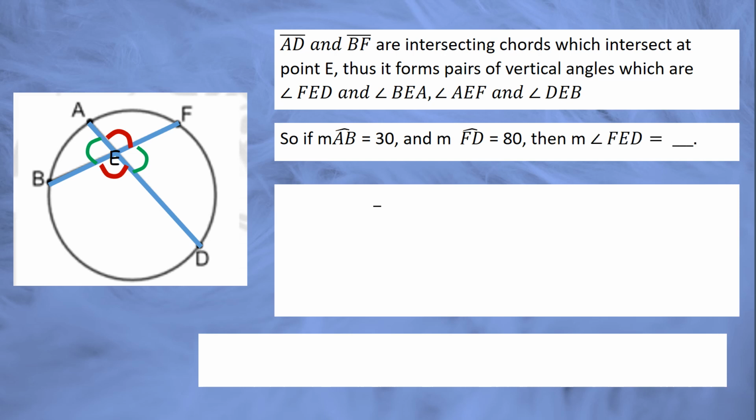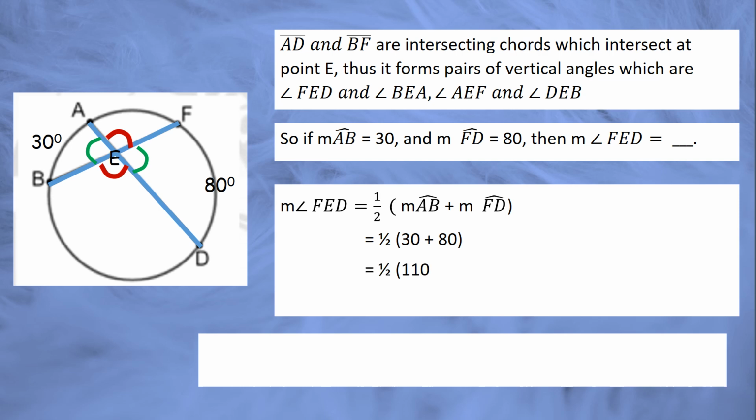So, ano ang measure ng angle FED? Ito yung arc AB and then ito yung arc FD. So, what's the measure of angle FED? We have measure of FED is equal to 1/2 times the measure of arc AB plus measure of arc FD. So, that's 1/2 by substitution, 30 plus 80 is equal to 1/2 of 110 is equal to 55 degrees. So, in short, the measure of angle FED is 55.